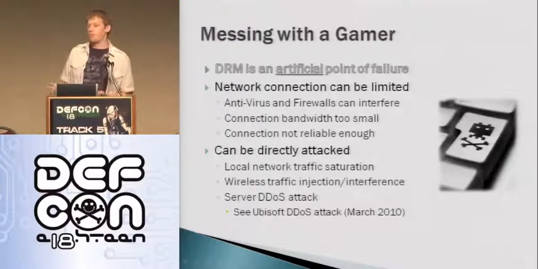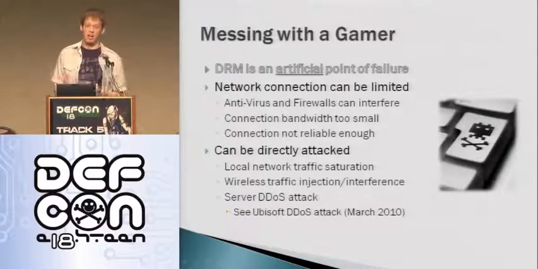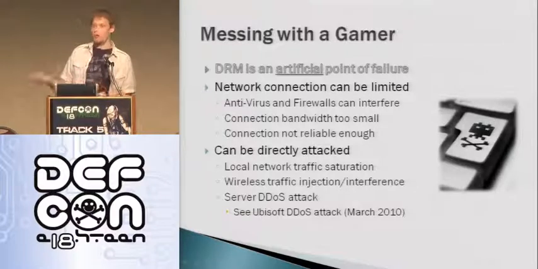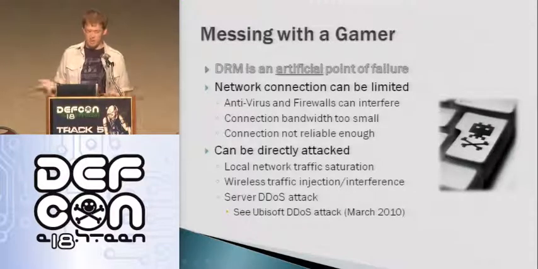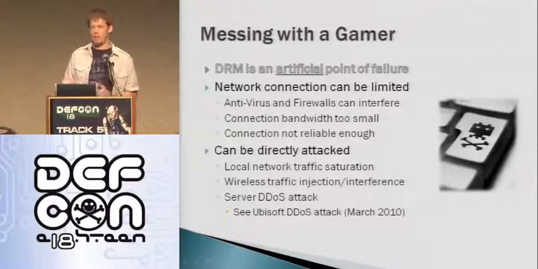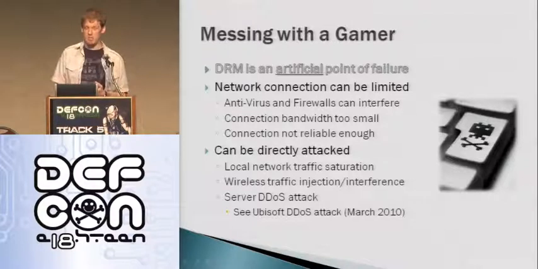You might not even have to screw with him too much, because we have this artificial point of failure where you have network connections that are inherently unreliable, and you might already have network restrictions like firewalls or antivirus that might already interfere with your DRM. But the bandwidth already could be so small, and that's literally a problem with the Ubisoft DRM, where if you have a small pipe, you might run into trouble and might not be able to play it.